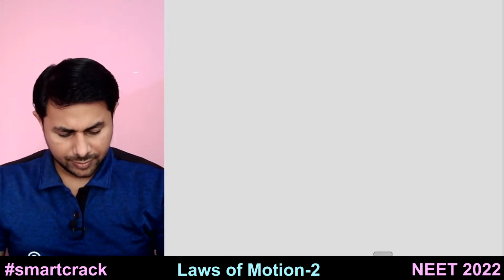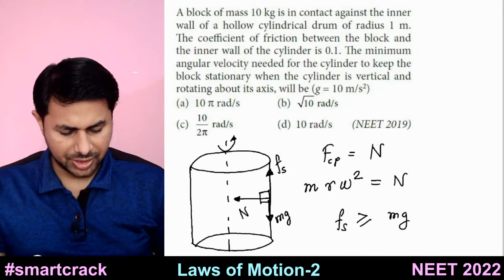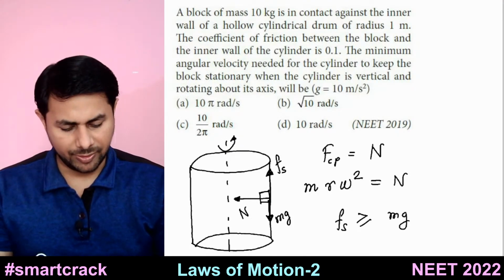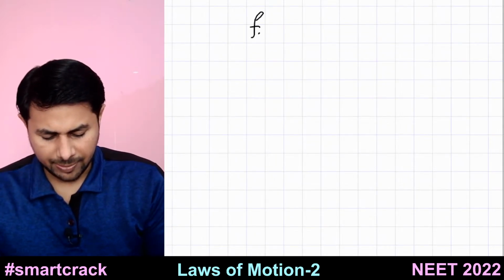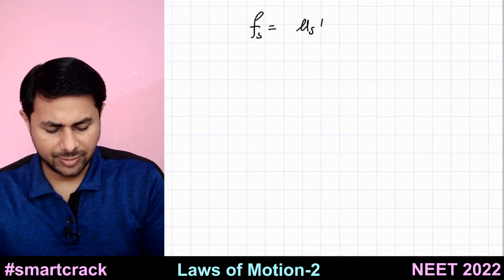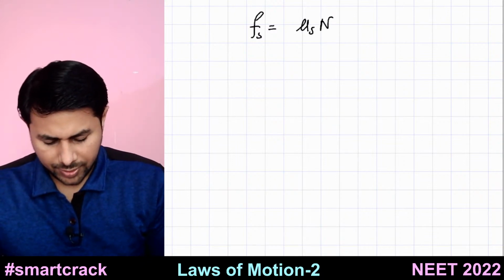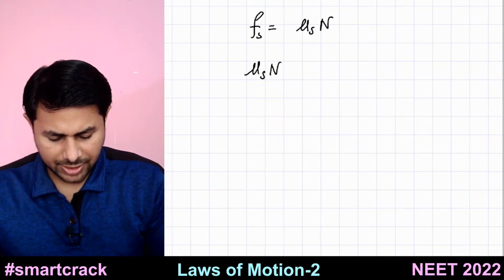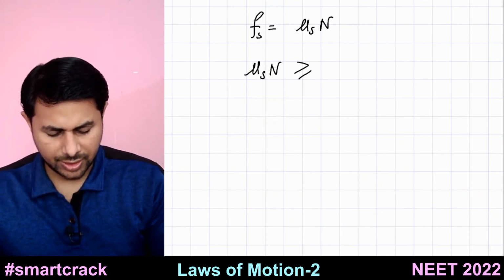And then what we can do is substitute the frictional force. What is the maximum value of the frictional force? It is Fs, and we know it is mu s times the normal reaction. So mu s times the normal reaction is greater than or equal to mg.